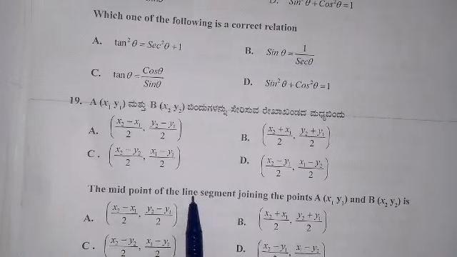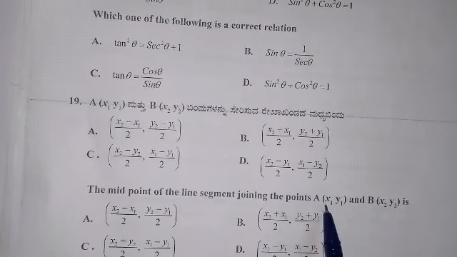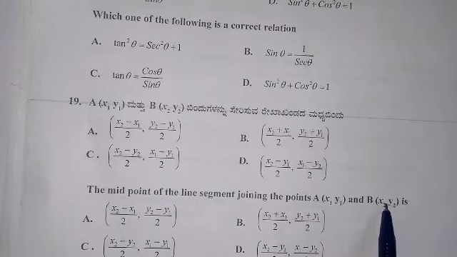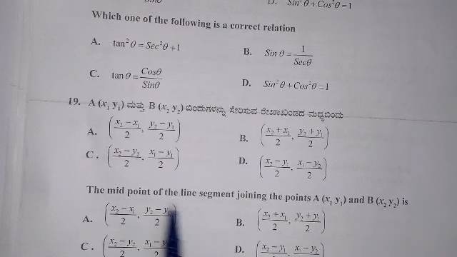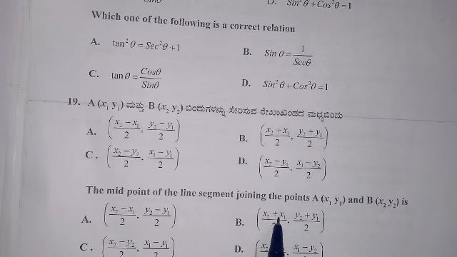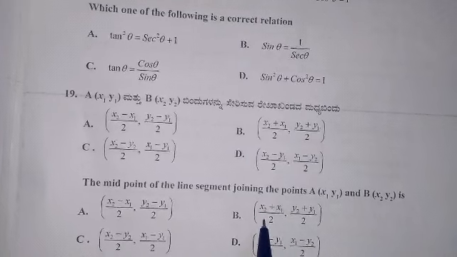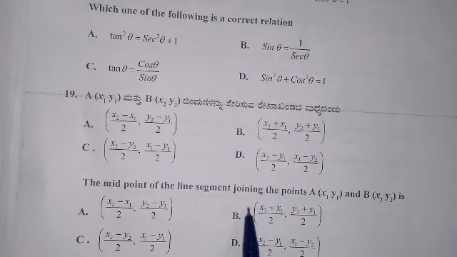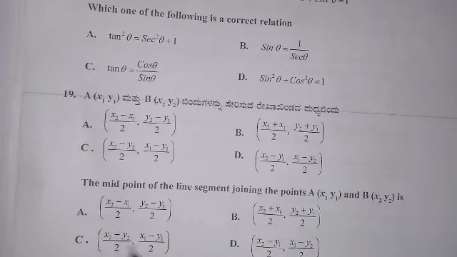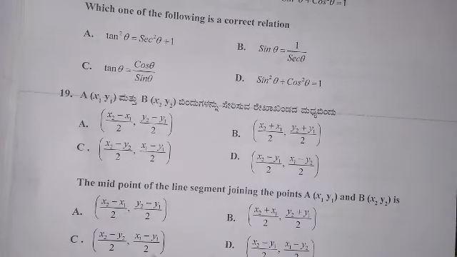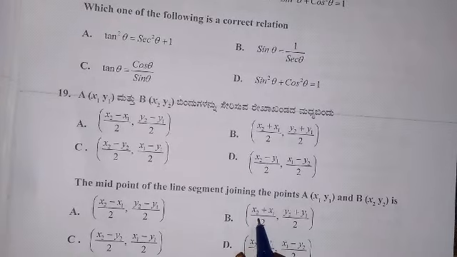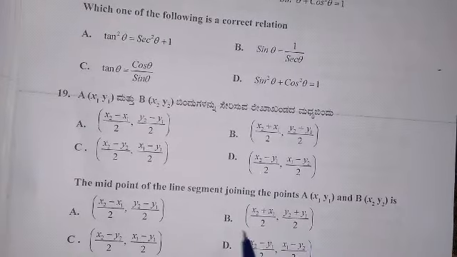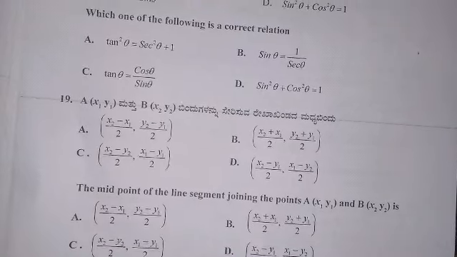Now the next question, question number 19. The midpoint of the line segment joining points A(x1, y1) and B(x2, y2) is. We know that the midpoint formula has x2 plus x1 or x1 plus x2, either x1 plus x2 or x2 plus x1. Minus cannot come in the midpoint formula. In the midpoint formula it is plus: (x2 plus x1) by 2, (y2 plus y1) by 2. So option B is the correct option.